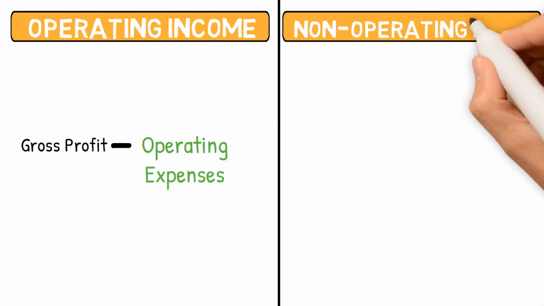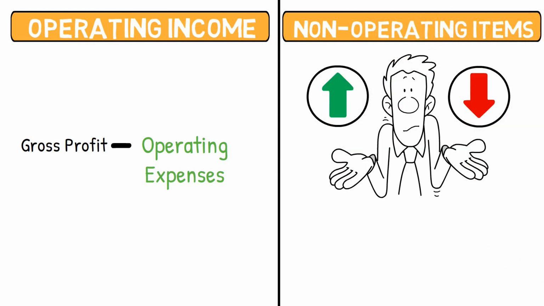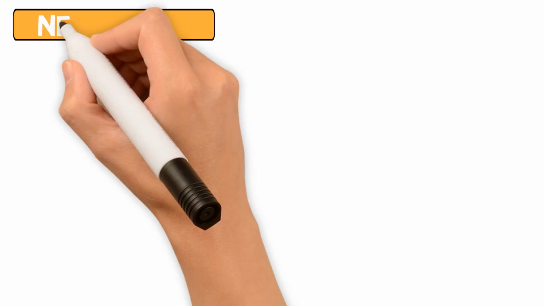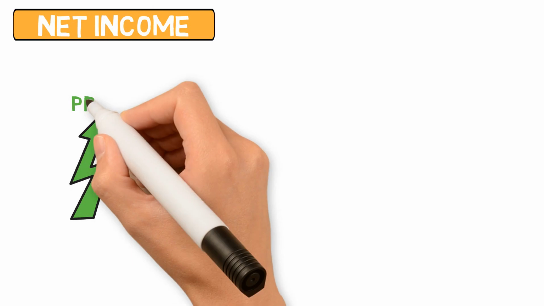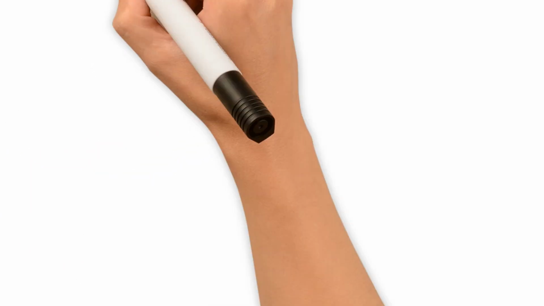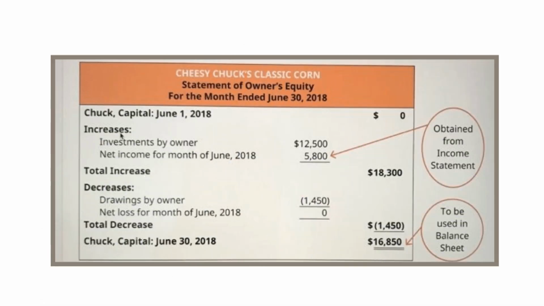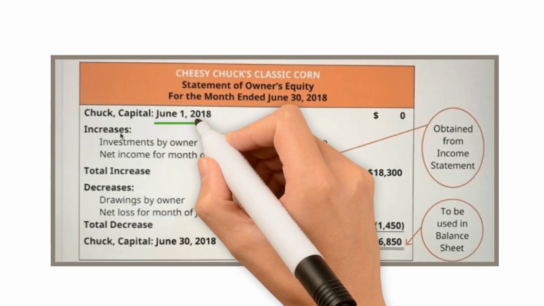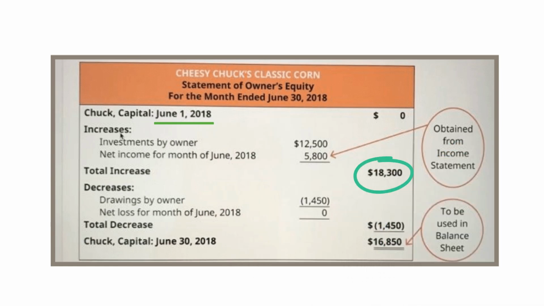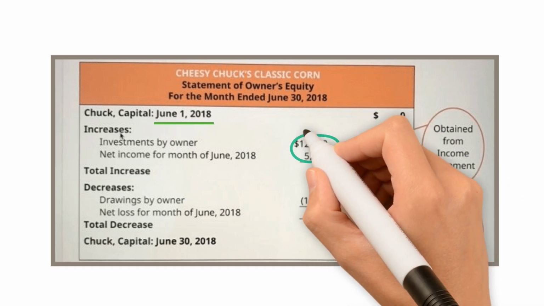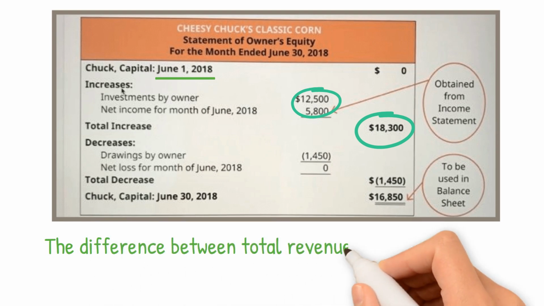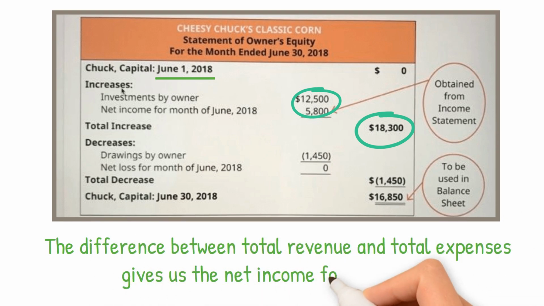6. Non-operating items, includes gains or losses not related to the core business operations, such as interest and taxes. 7. Net income, the final profit or loss after all revenues and expenses have been accounted for. For example, consider Cheesy Chuck's Classic Corn, a fictional company. The income statement for June, the first month of its operations, shows all the revenue generated from sales and all the expenses incurred, including costs of goods sold, rent, and utilities. The difference between total revenue and total expenses gives us the net income for the month.